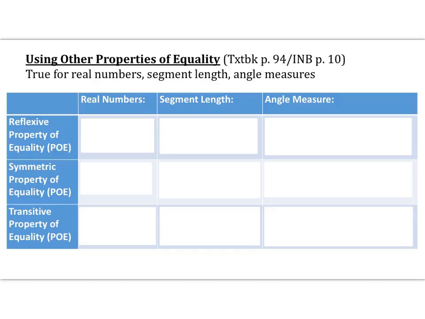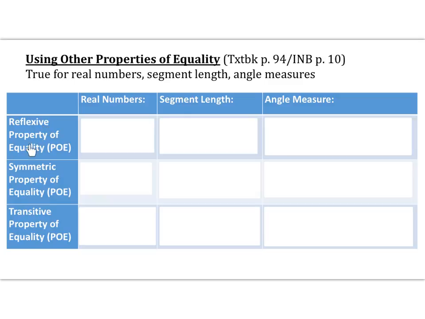All right, moving on to other properties of equality that we will use. So true for real numbers, segment lengths, and angle measures. We've got our reflexive property of equality, our symmetric property of equality, and our transitive property of equality. We can use it for real numbers, segment lengths, and angle measures. So let's take a look at each one of these.